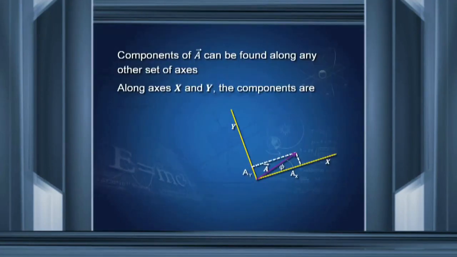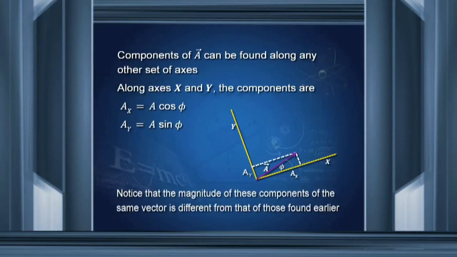It is not necessary that they are as shown in the last diagram, they can be tilted as in this diagram, and we still can find components of vector A, it is the same vector A along the axes capital X and capital Y. Once again the same thing, the angle between them is phi, and therefore Ax is A cos phi, and the component along the y axis is Ay, which is equal to A sin phi. And from these two slides you must note that the components along one set of axes may not be equal to the components along another set of axes.